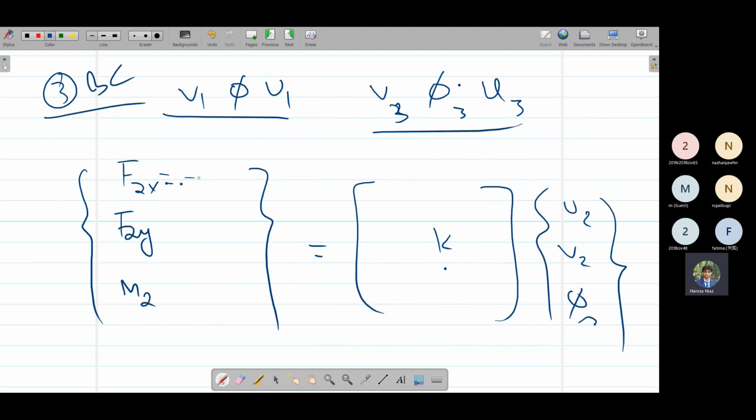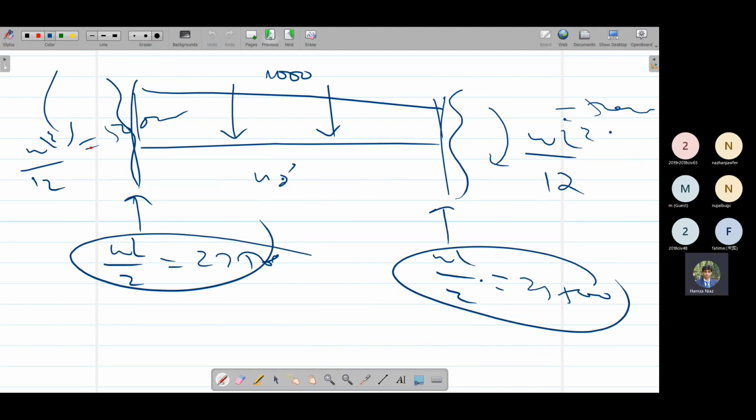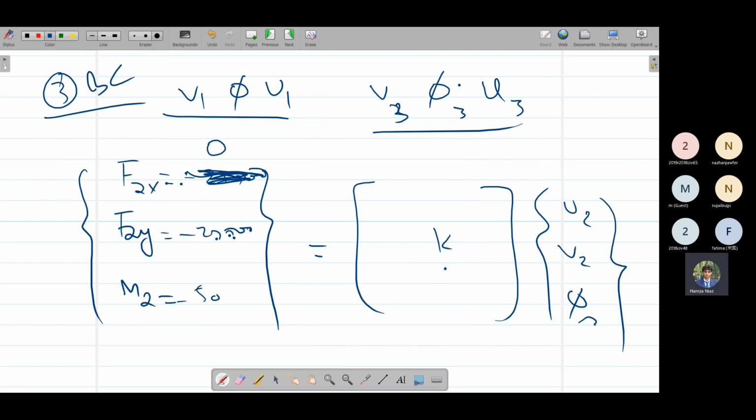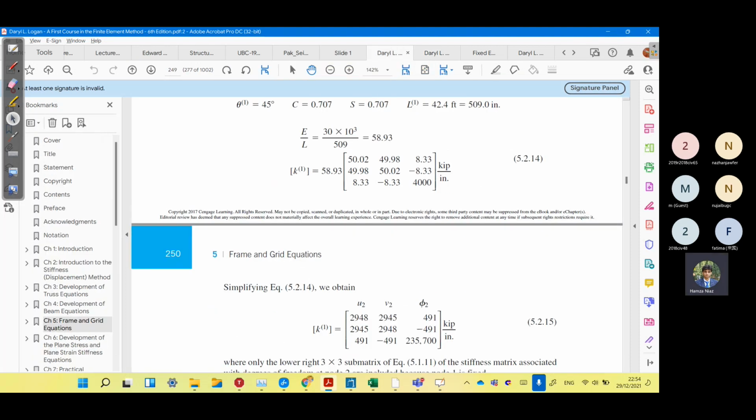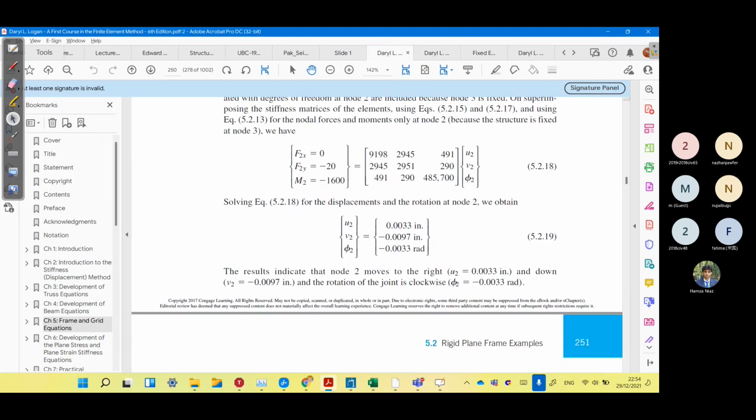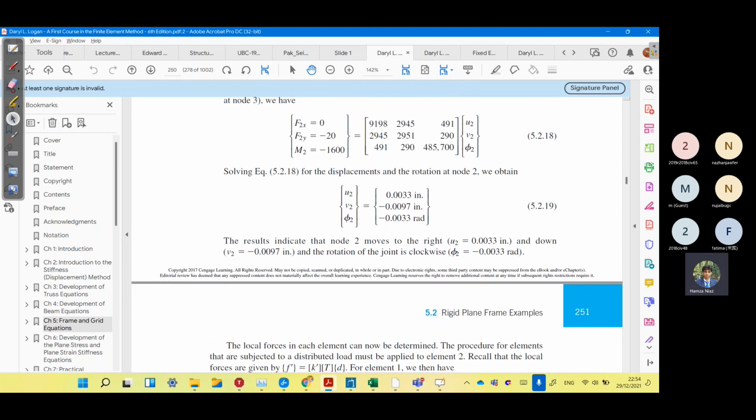We have to plug in here. No, actually F2x was 0. There was no force in the horizontal direction. F2y was minus 22,500. M2 was minus 50,000. So simply, if we plug in the values, we can calculate V2, Phi2 and U2. So if they plug in the values here, they have found the values here.